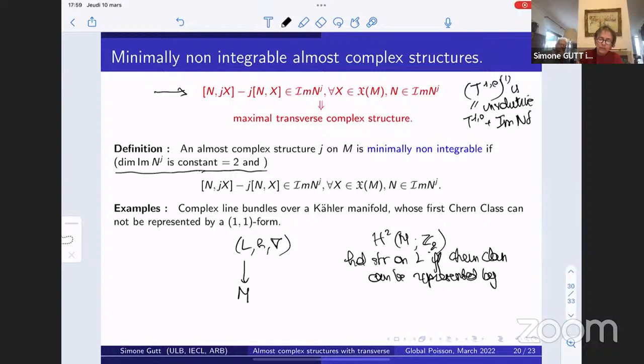by a (1,1) form. And in all other situations, when you have a vertical field, when you look at the tangent space at a point of L, you have a vertical space, which is the same as C, where the complex structure would just be the multiplication by I.